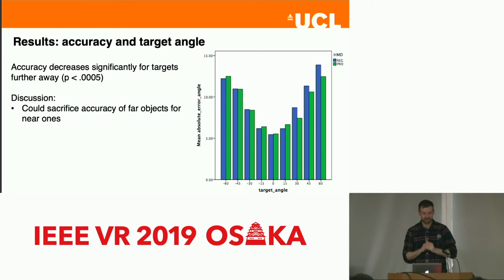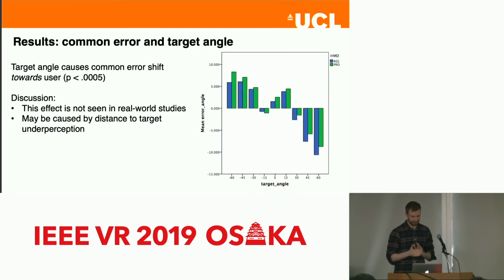And this has an interesting implication for creating volumetric content, in that you can probably sacrifice accuracy of eye gaze for objects which are further away in order to ensure that it's more accurate nearby the user. So for example, you could subtly rotate the avatar a little bit to get the eye gaze to be correct close to the user.